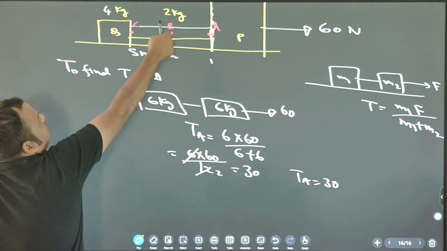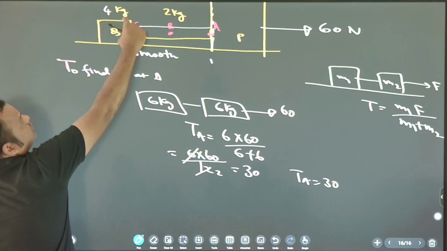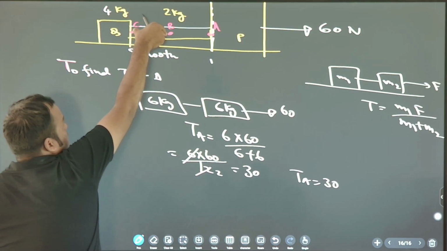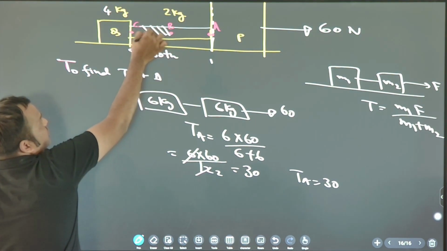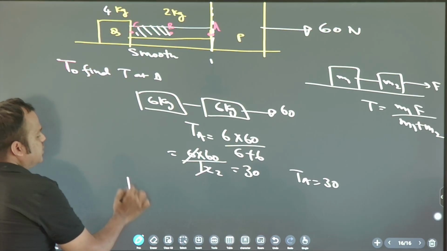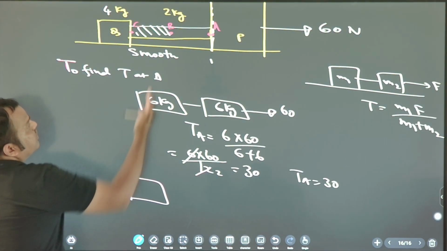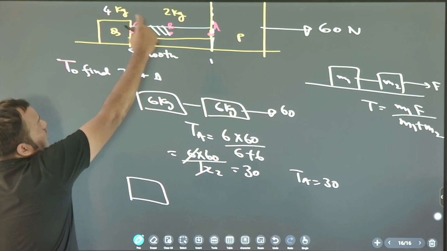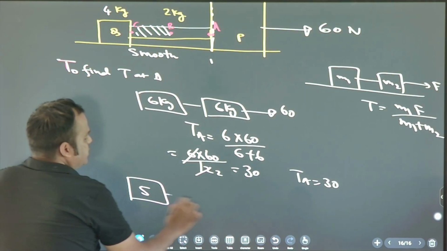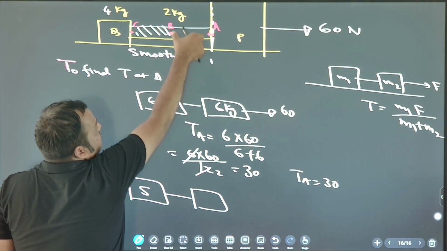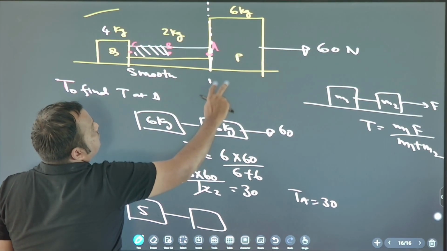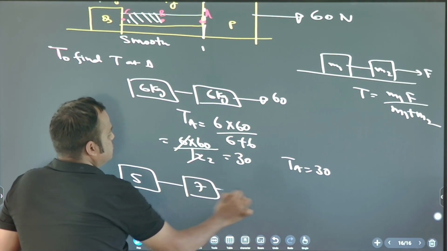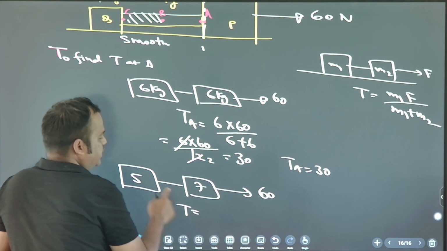Now I want TB. So on the left side, what is the total mass? 4 plus the mass up to B, the midpoint. What is the mass of this part only? 1. So the B left side mass is 4 plus 1, 5 kg. And the B right side mass? 1 plus 6, 7. And this is 60. Now find the tension here.